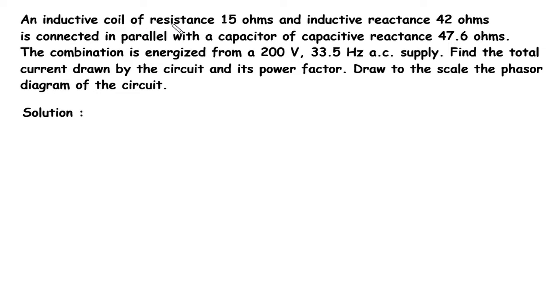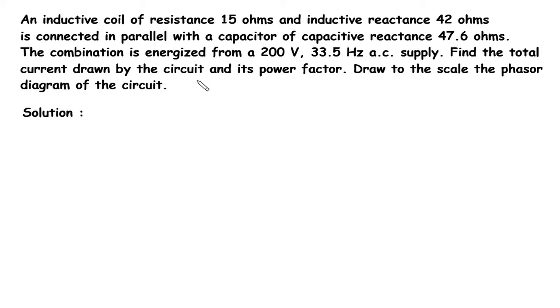An inductive coil of resistance 15 ohms and inductive reactance 42 ohms is connected in parallel with a capacitor of capacitive reactance 47.6 ohms. The combination is energized from a 200 volt 33.5 Hz AC supply. Find the total current drawn by the circuit and its power factor. Draw to the scale the phasor diagram of the circuit.